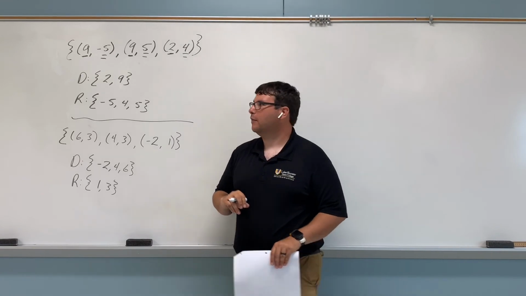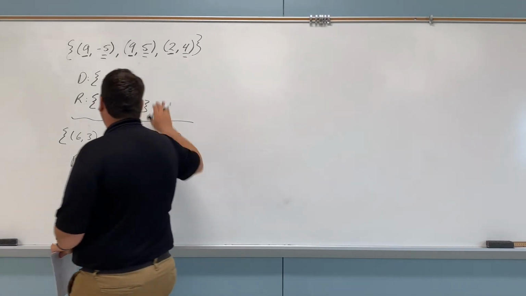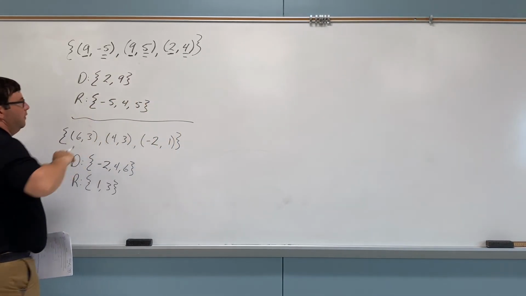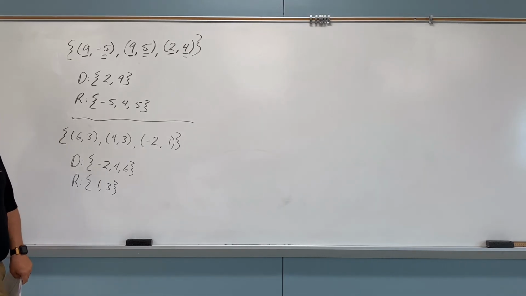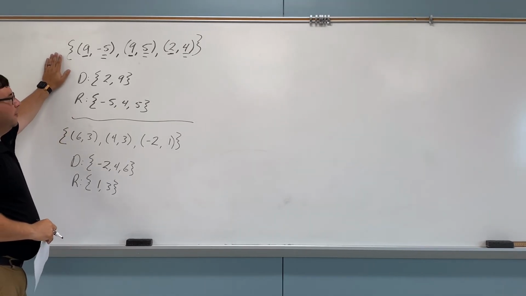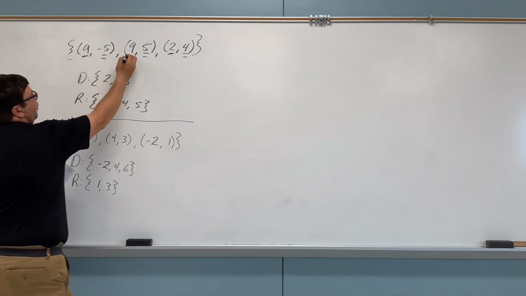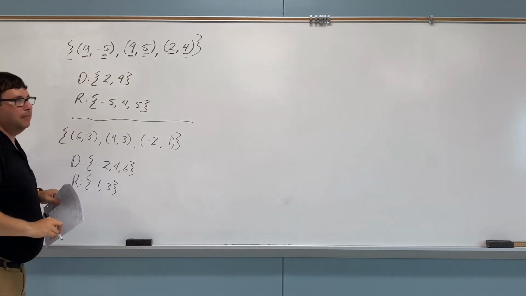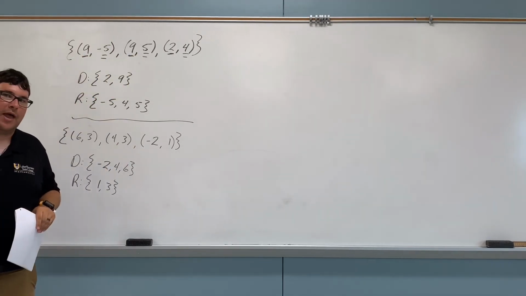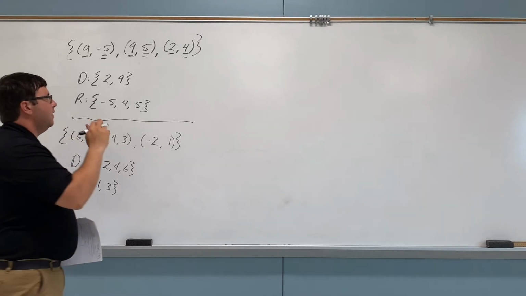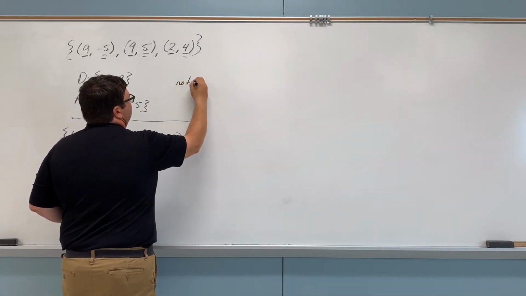As we're looking at these two sets of data, our two relations, let's determine whether or not we have a function. In this instance, the first set of data that we have, the first relation, my 9 repeated. So that means I had an x that repeated. This is not a function.